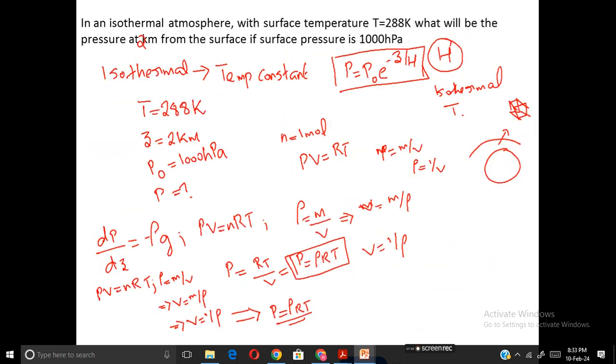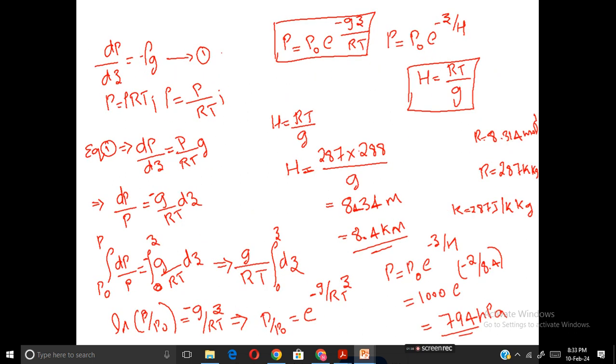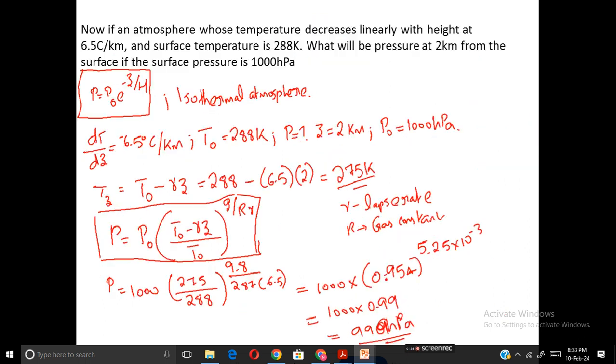So in case of isothermal, we calculated the pressure at a height of 2 kilometer. And then again, if we consider a more realistic case that the temperature is decreasing with respect to height, then the equation turns out to be P is equal to P0 into (T0 minus gamma z) by T0, raised to g by R gamma. In this case, we again calculated the pressure at a height of 2 kilometer, and it was found to be close to the surface pressure, around 999 hectopascal only.